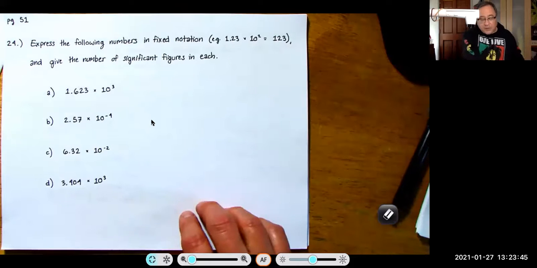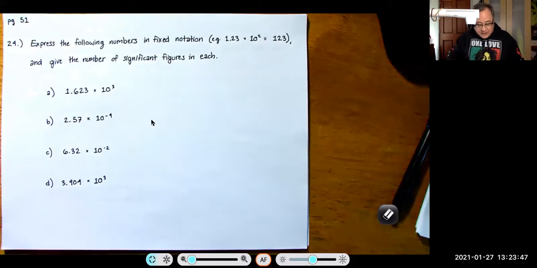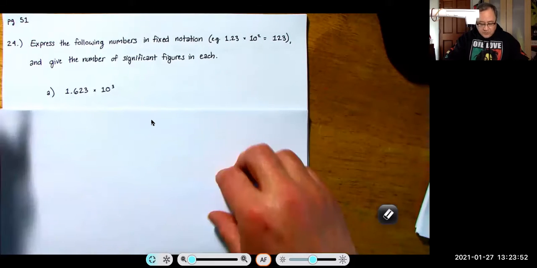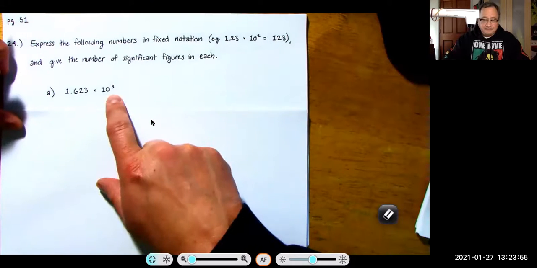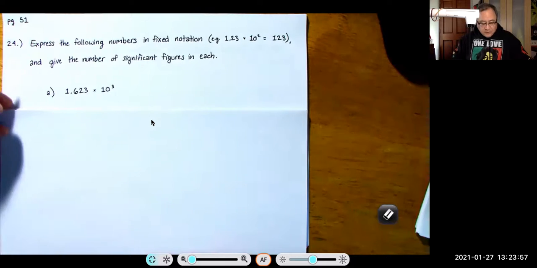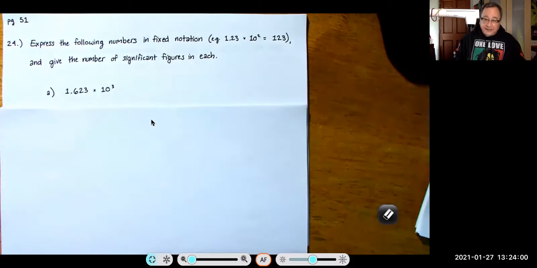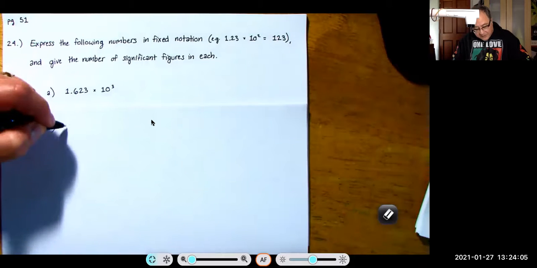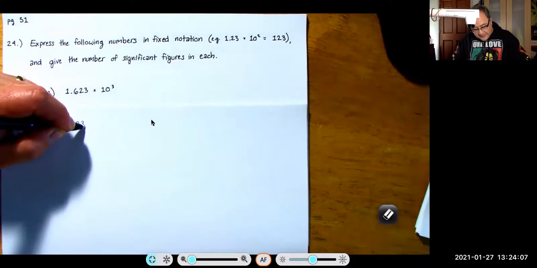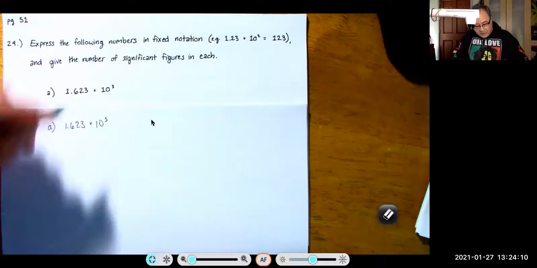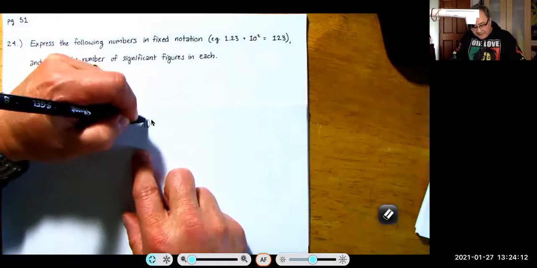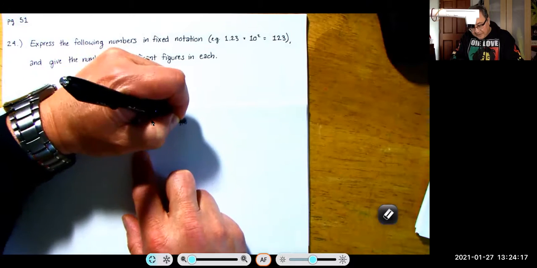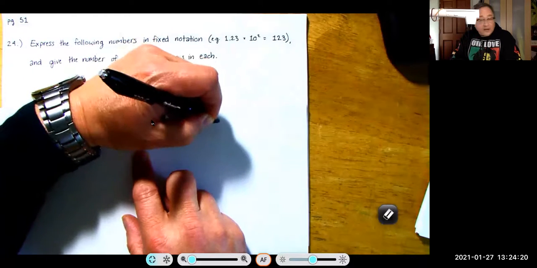We're going to express the following numbers in fixed notation. Fixed notation simply means don't use 10 to some power. So I'm going to show you how to do A and B, then I'm going to let you do C and D. So for A, we have 1.623 times 10 to the 3. So the 10 to the 3, this being a positive 3, means the fixed number is greater than 1.